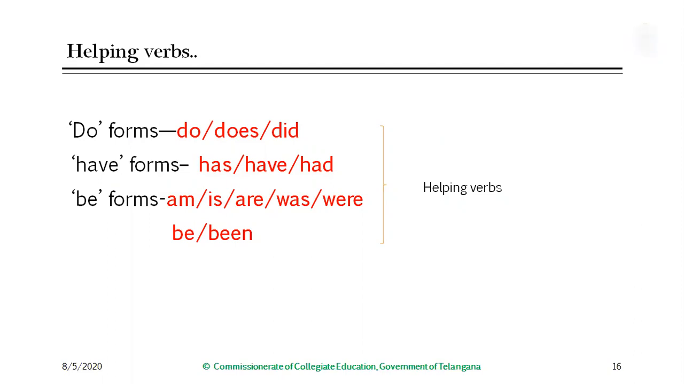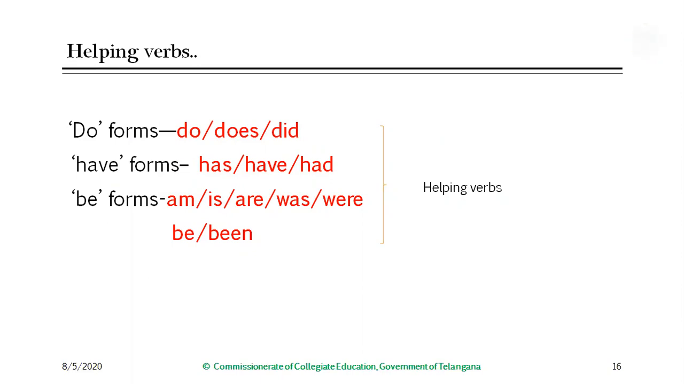And here, I have a pen. Have is a main verb. But I have invited my friends. I have invited. Have invited. Invited is the main verb. Have is the auxiliary or helping verb.